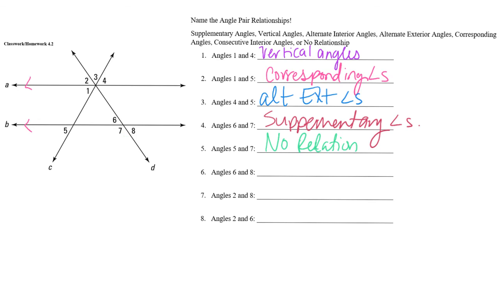All right, let's look at number 6. Number 6 says angles 6 and 8. So 6 and 8 are across from each other. That means they will be congruent. They are vertical angles.